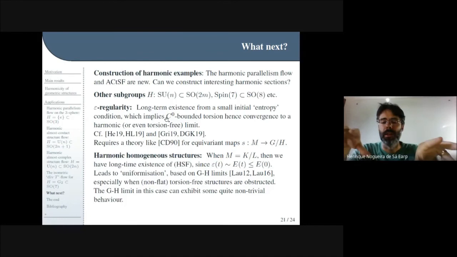So in some sense, if you begin your dynamics with not very much entropy or not very much energy, then diffusion beats the non-linearity and your flow converges. If you start with too much energy in a suitable sense, then the non-linearity defeats the Laplacian and you explode in finite time. That's the philosophy behind this theory.